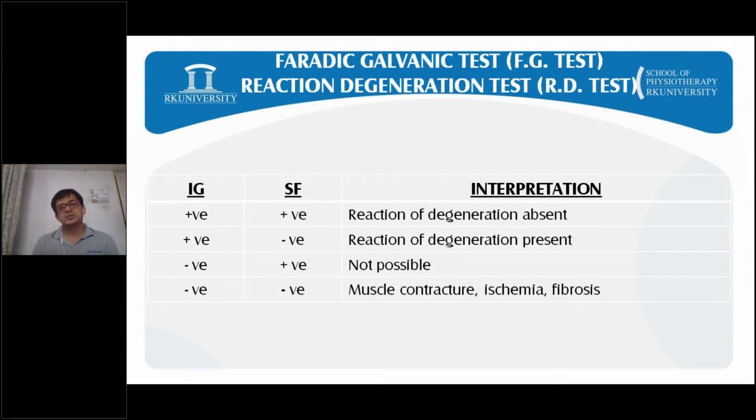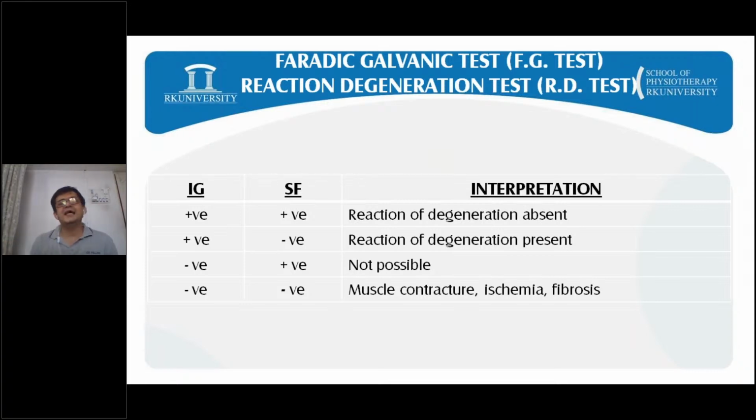But in the same patient, in the same muscle, IG is positive, which means the muscle is functioning. Clear? Initially we thought of three possibilities: either the muscle is not functioning or the nerve is not functioning or both are not functioning. But here the muscle is functioning, so definitely the nerve is not functioning. We can also exclude the option that both are not functioning, because IG is positive, which means the muscle is functioning. That's it. So IG positive, SF negative means there is no problem with the muscle, the problem is with the nerve. So the reaction of degeneration is present in the nerve.